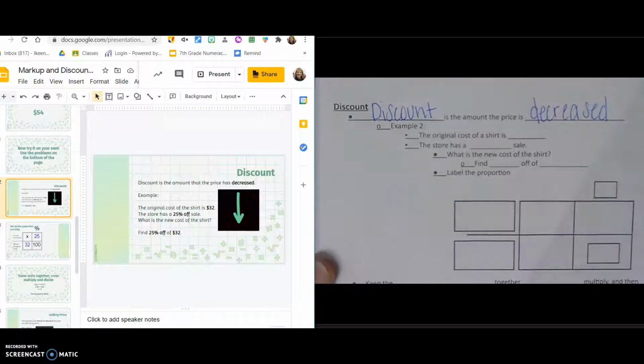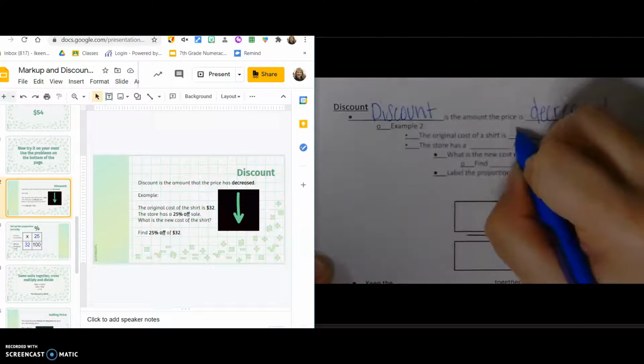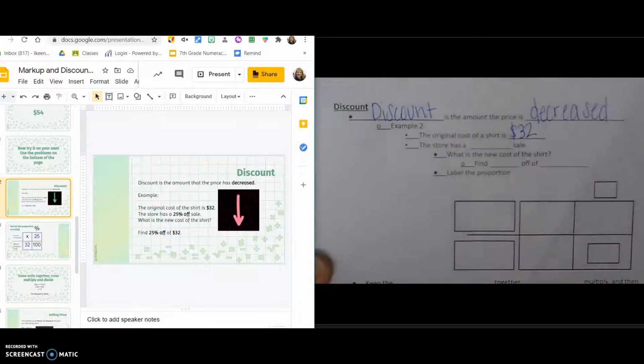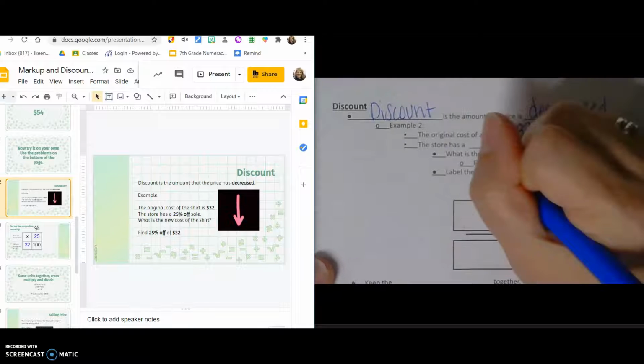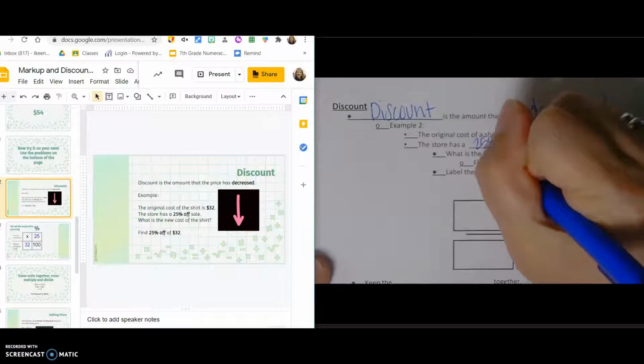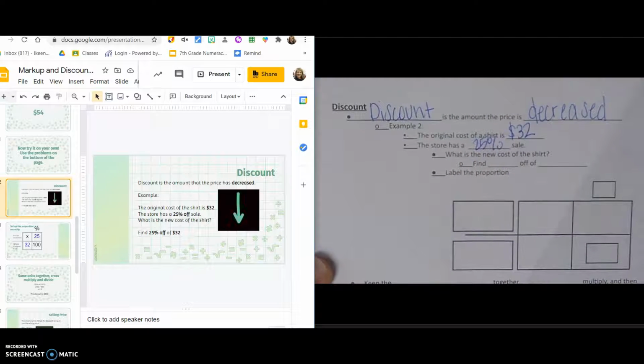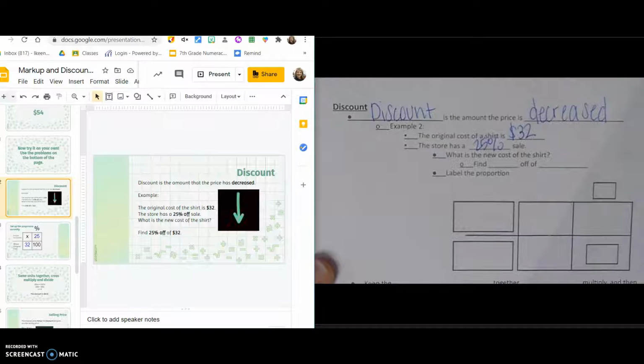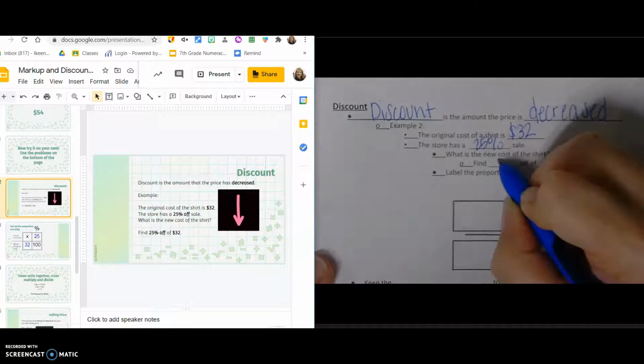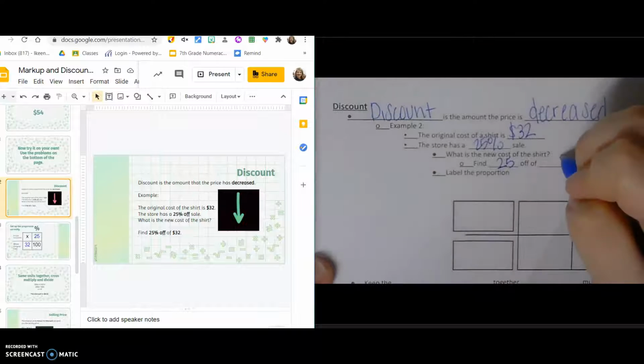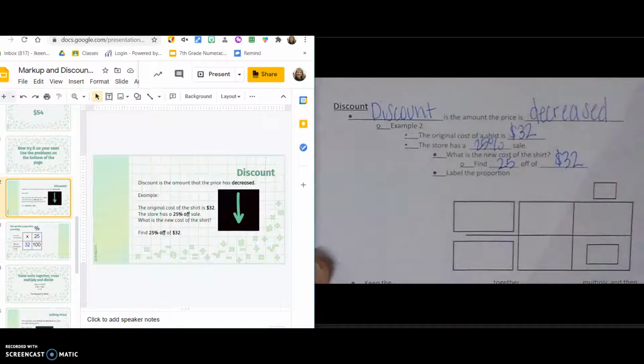okay? The original cost of a shirt at the store is $32. The store is having a 25% off sale. Yes, love shopping sales. What is the new cost of the shirt? So you are finding 25% off of $32.